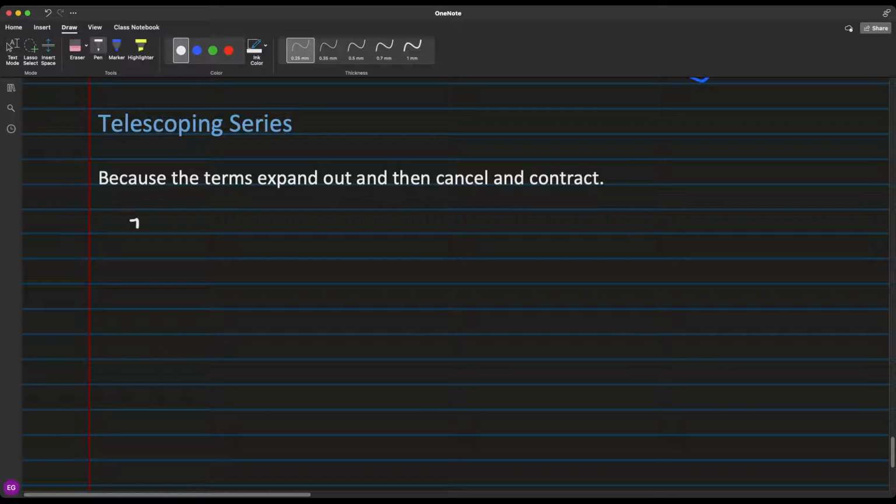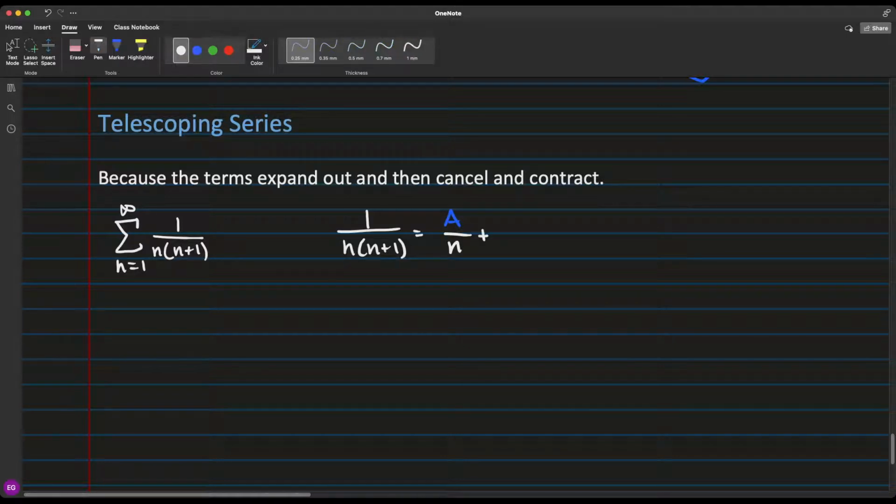So we're gonna look at the sum, sigma n equals 1 to infinity of 1 over n times n plus 1. Now, do you all remember partial fraction decomposition? You look at that term, 1 over n times n plus 1. That can be rewritten as a over n plus b over n plus 1. Do you remember how we split up the fraction like that?